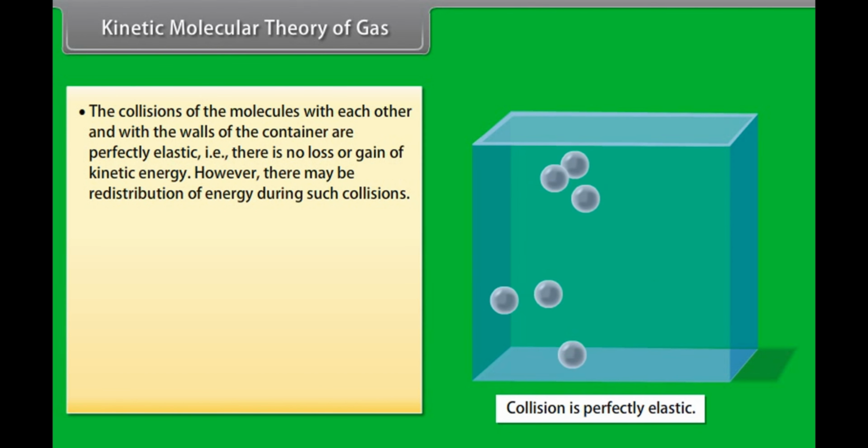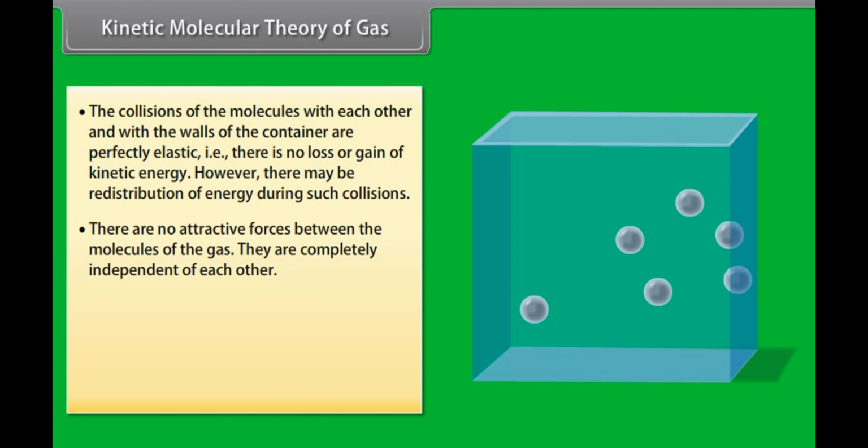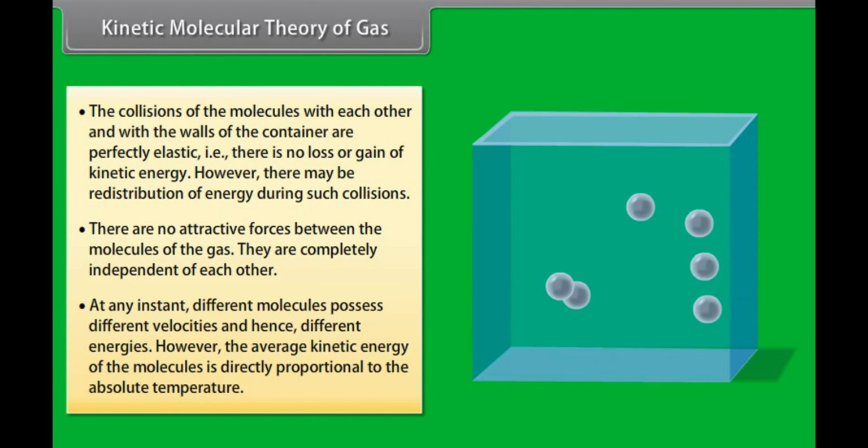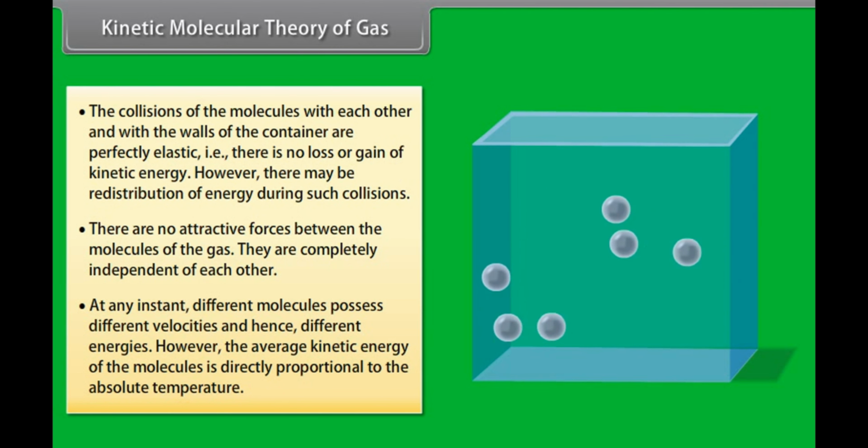That is, there is no loss or gain of kinetic energy. However, there may be redistribution of energy during such collisions. There are no attractive forces between the molecules of the gas. They are completely independent of each other. At any instant, different molecules possess different velocities and hence different energies. However, the average kinetic energy of the molecules is directly proportional to the absolute temperature.